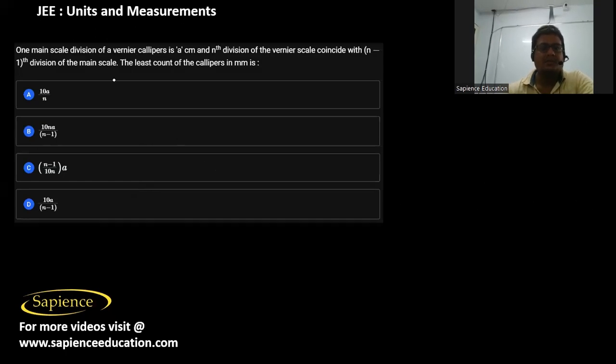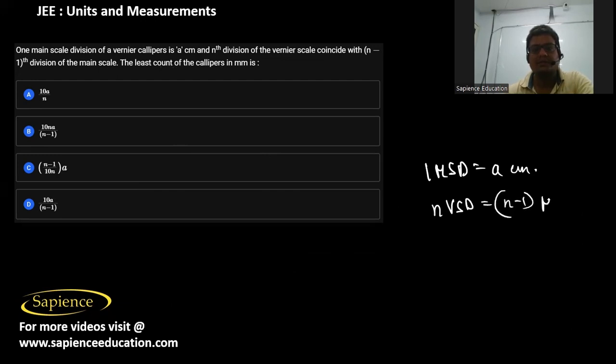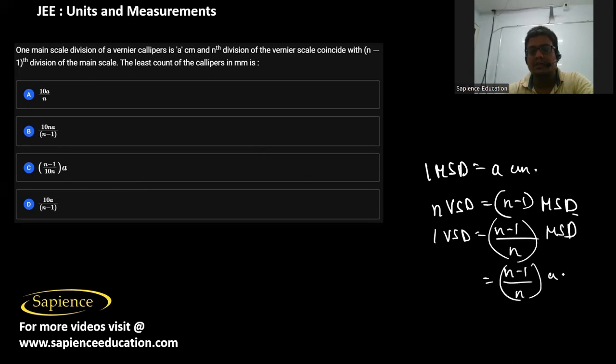Then here it is told one main scale division of a vernier caliper is A centimeter. So one main scale division is A centimeter and nth division of vernier scale coincides with n minus 1th division of the main scale. So it means n vernier scale divisions equal n minus 1 main scale divisions. The least count of the calipers in millimeter is asked. So it means one vernier scale division is equal to n minus 1 by n main scale divisions. So it is (n minus 1)/n into A centimeter.